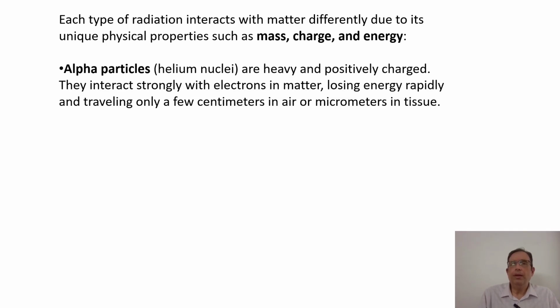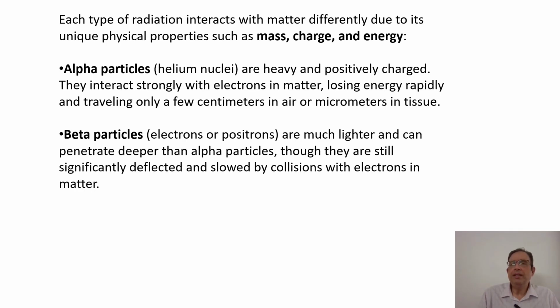For example, alpha particles are heavy and positively charged, so they interact strongly with electrons in matter and lose energy rapidly. Because of this their range is small, so they only travel a few centimeters in air, or in the case of a solid material like human tissue, they only penetrate in the range of micrometers.